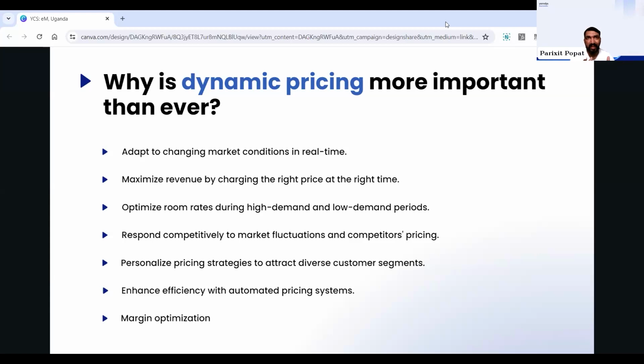Because of all these things that are happening in the market, dynamic pricing is more important than ever, because you have to change the price in real time. It optimizes the rate during high and low demand, which we just discussed.